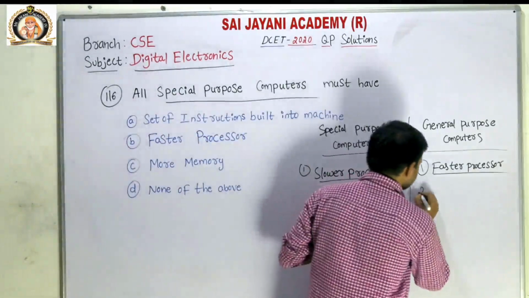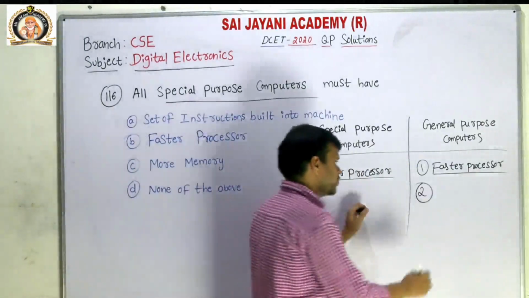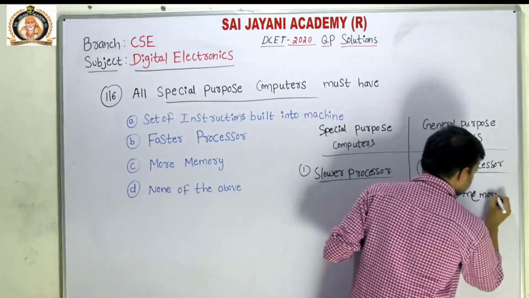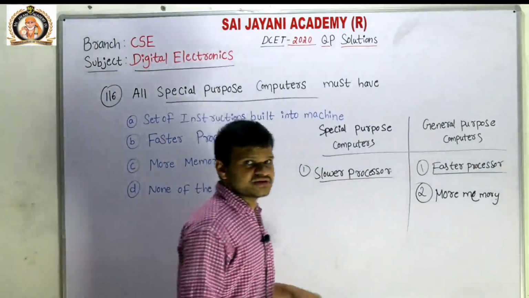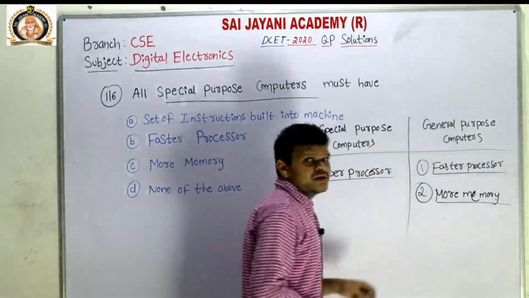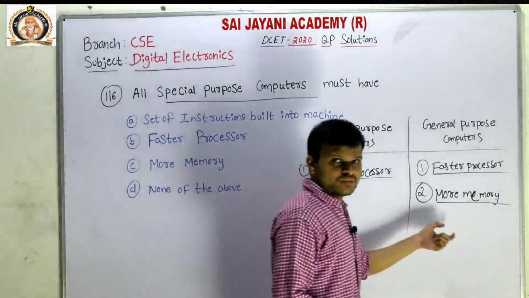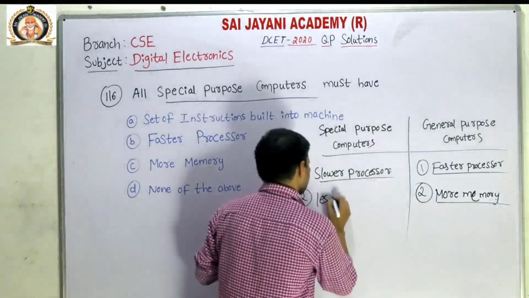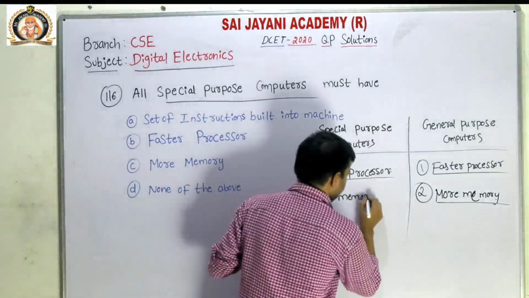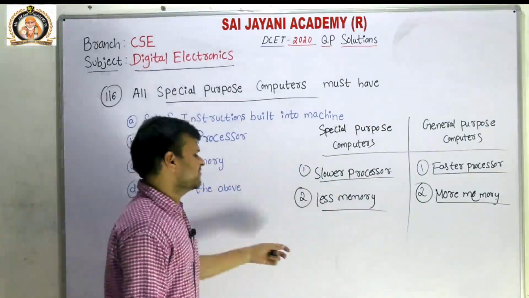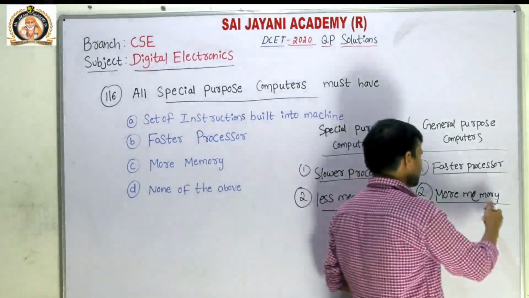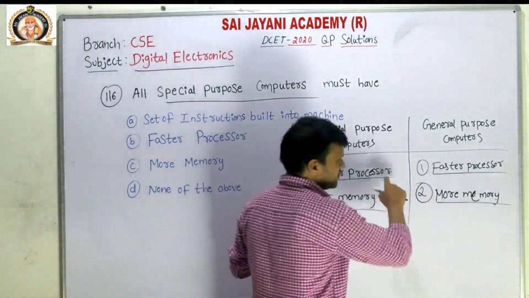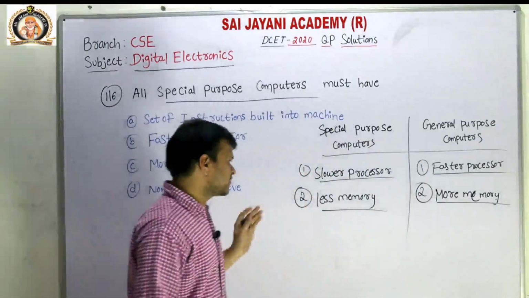And the second difference is that general purpose computers require more memory. Why? Because in order to do more operations we require more memory, but here less memory is required. Why? Because here we have a less number of instructions, and there we have more number of instructions. In order to do more functions more memory is needed, but here only one function, so less memory is required.